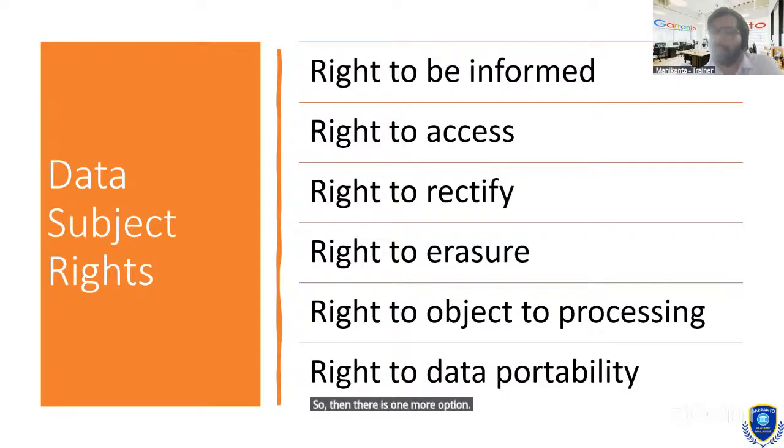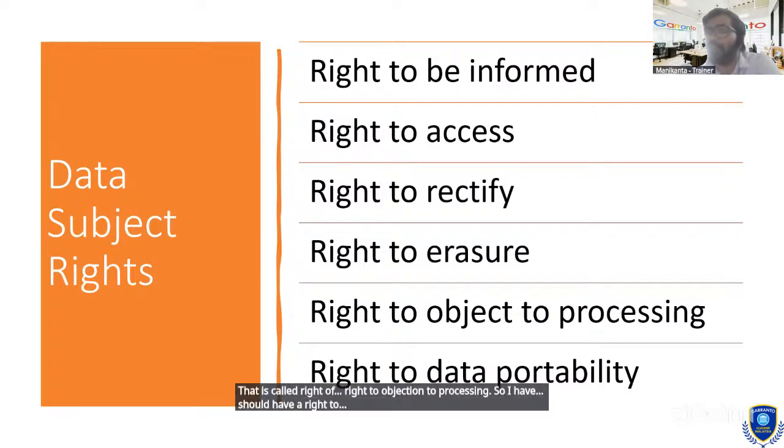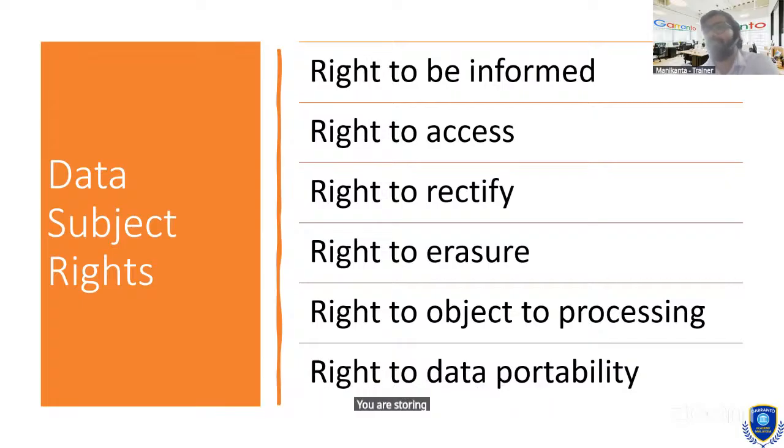I am a citizen. I'm using your product. I want to stop receiving your marketing emails. That is called the right to object to processing. So I should have a right to restrict you from storing that information also. If I want to come out, I should be able to come out. I should have that option. If I tell you, then within 48 hours I should not receive any emails from your company.